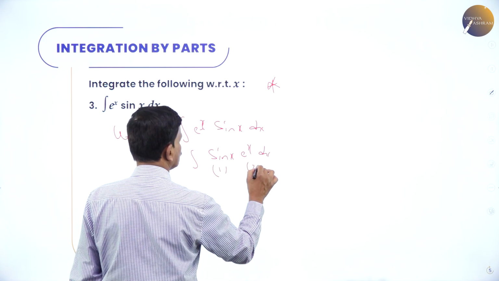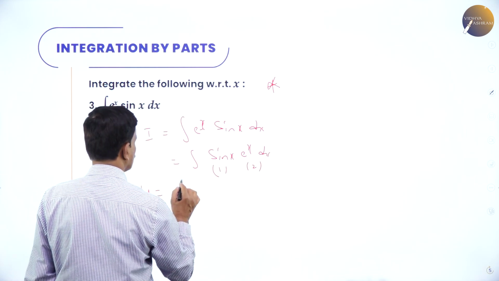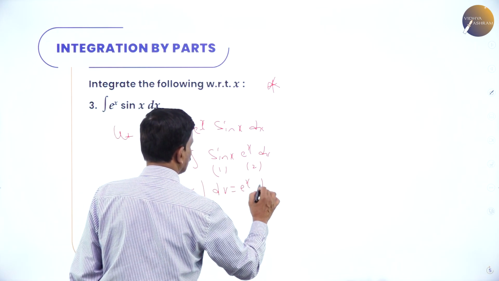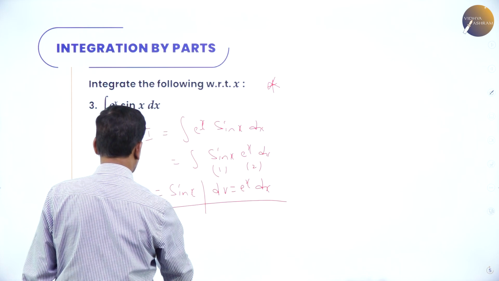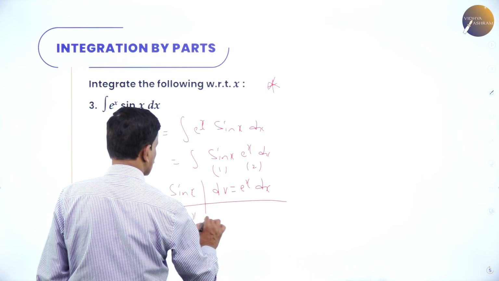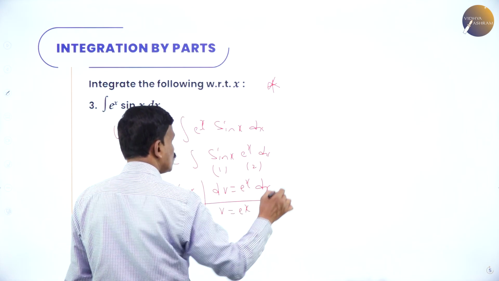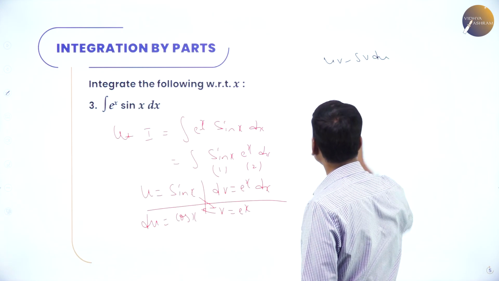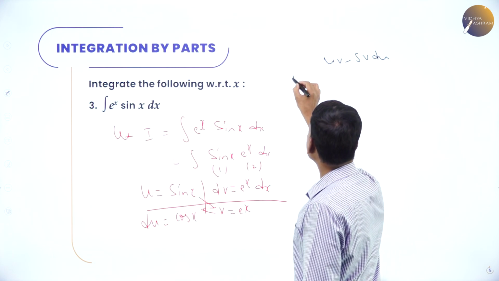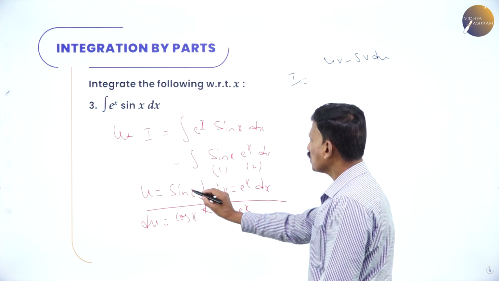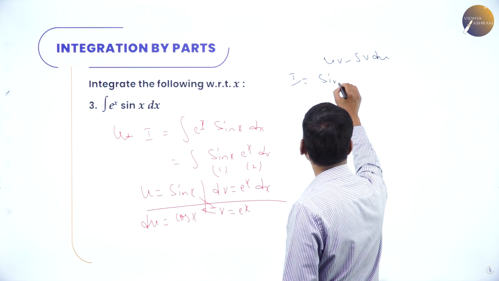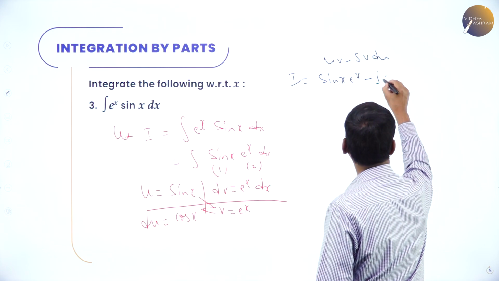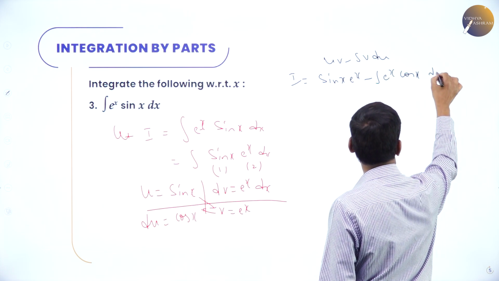Sin x is the first function, and this is the second function. Now u is equal to sin x, and dv is equal to e power x dx. Then the differentiation of sin x is cos x, and the integration of e power x is e power x. What is the formula? uv minus integral v du. So this can be written as I is equal to uv, sin x into e power x, minus integral v. What is v? e power x into cos x dx.